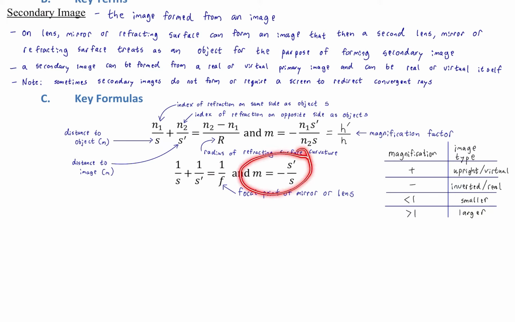And then here our magnification is just going to be S prime over S, not considering the indices of refraction, because in the case of thin lenses, we don't care about the index of refraction because the lens is so thin.